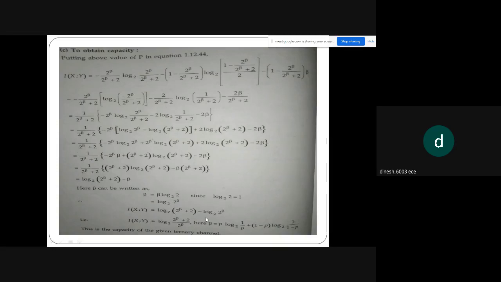And again, you can simplify further by using the logarithmic mathematical tool: log to the base 2 of (2 power beta plus 2) divided by 2 power beta, where beta is p log to the base 2 (1/p) plus (1 minus p) log to the base 2 (1/(1 minus p)). So this equation, I(X;Y) equal to log to the base 2 of (2 power beta plus 2) divided by 2 power beta, with beta as defined, is the capacity of this ternary channel.